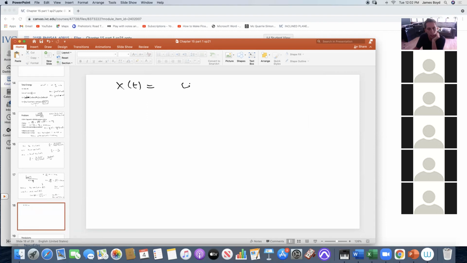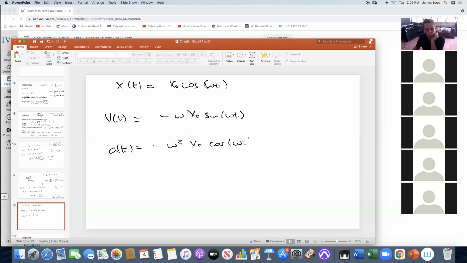So that tells us that phi is 0 in this case, which is why your book is using the function x of t is x naught cosine omega t. When they do that, v of t is the derivative of this, and you would get negative omega x naught sine, and I'm still foggy, you guys, which is why I flipped all my signs back there. A of t is negative omega squared x naught cos omega t.